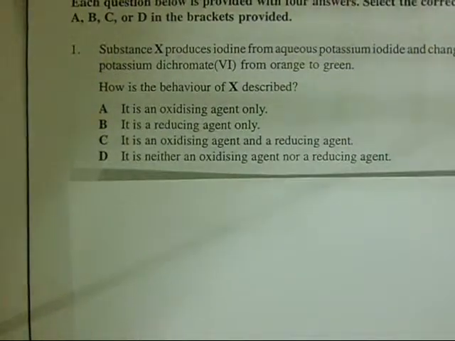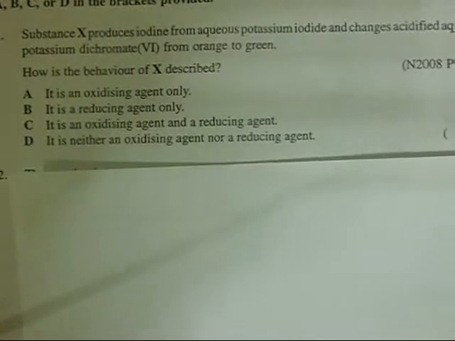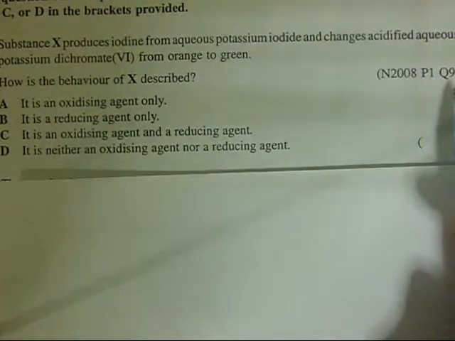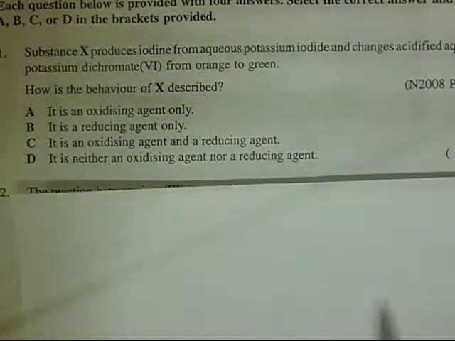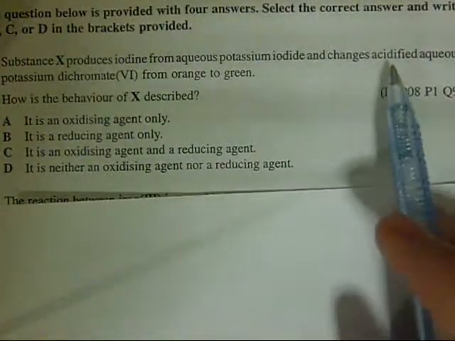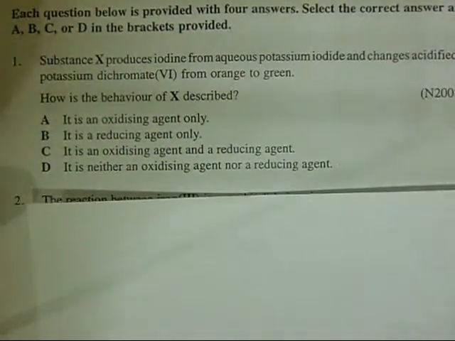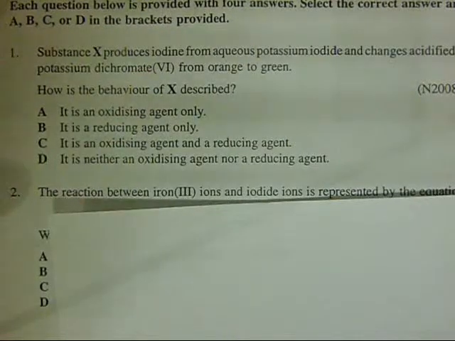Okay, this is the TYS for Combined Science Chemistry O level. Now this is the question from November 2008, paper 1, question 9. Now substance X produces iodine from aqueous potassium iodide and changes acidified aqueous potassium dichromate(VI) from orange to green. How is the behavior of X described?